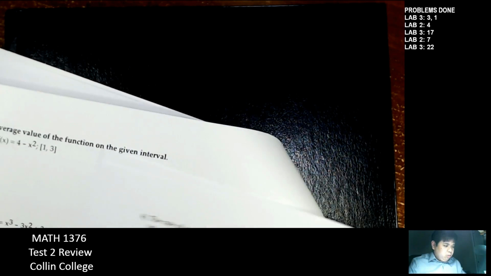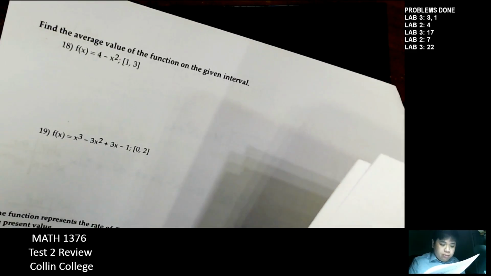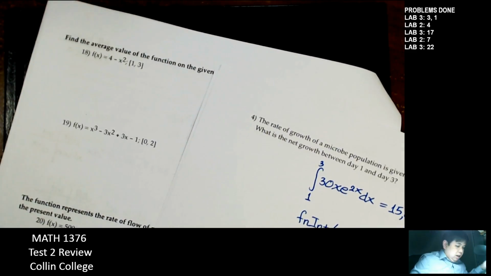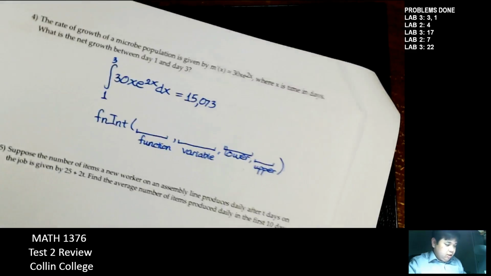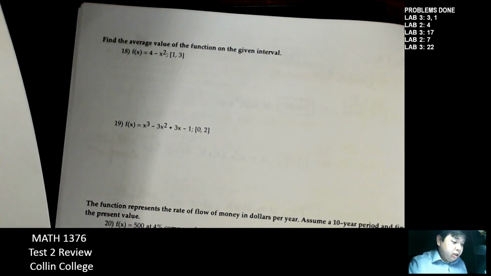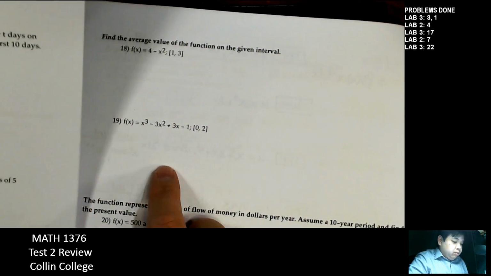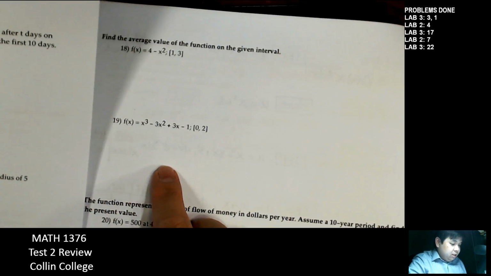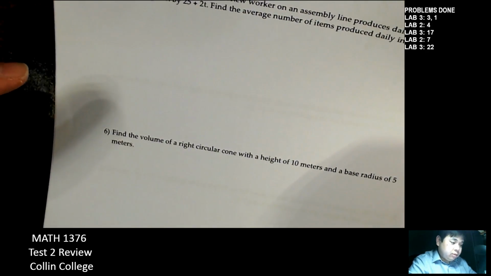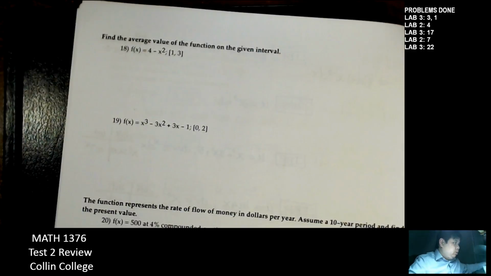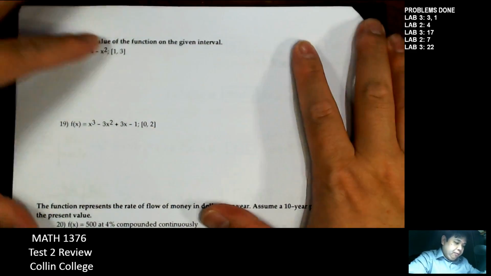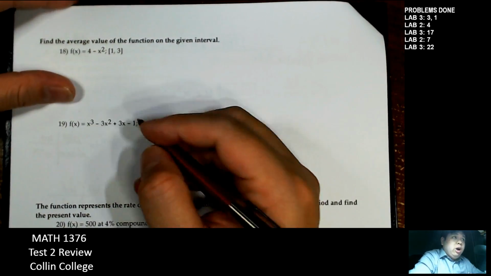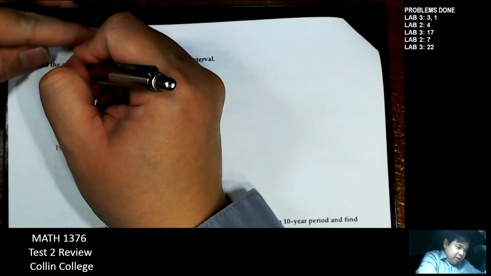What's next? Let's see. I think we just need to do the average value of a function, and after that, improper integrals. For the average value of a function, I would look at 19, and then number 5 on lab 2.